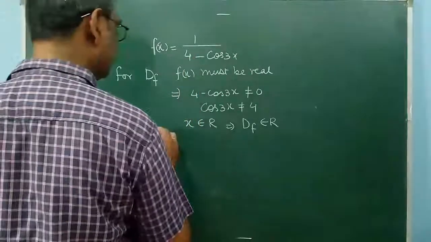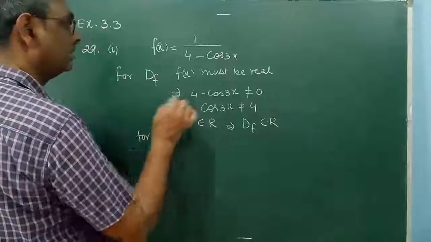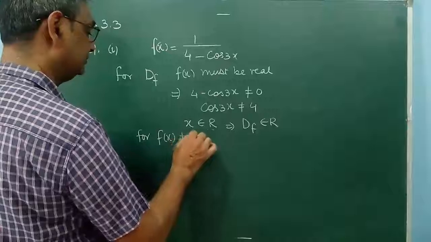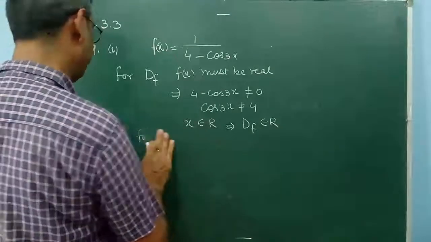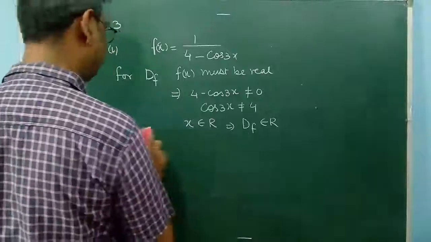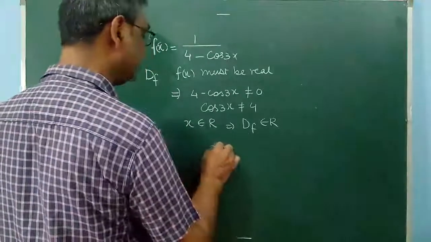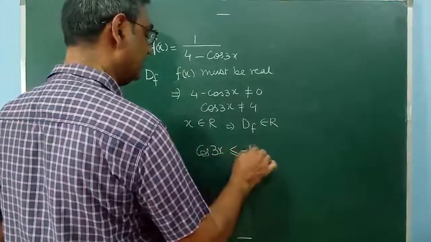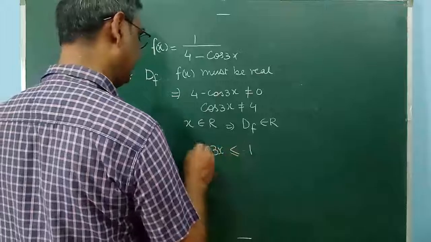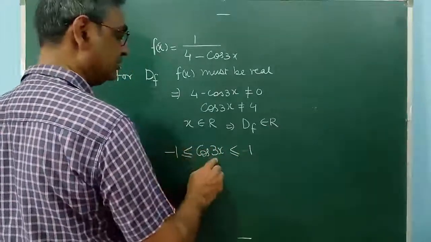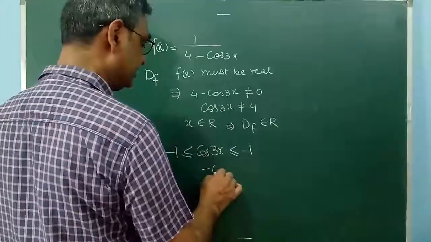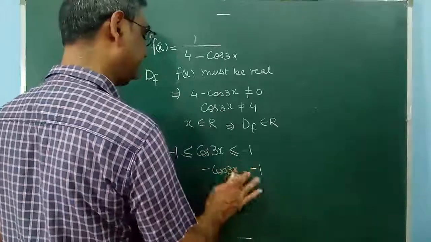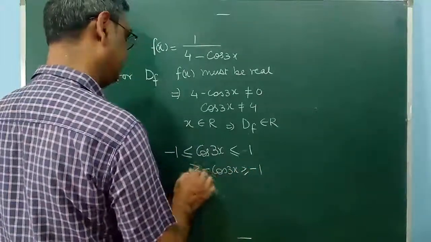Now we come to the range, for f(x) to be real. We know that cos 3x is between minus 1 and 1, that is, minus 1 is less than or equal to cos 3x, which is less than or equal to 1. So minus is there. This we have got.